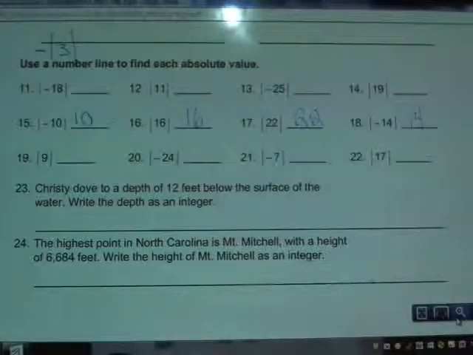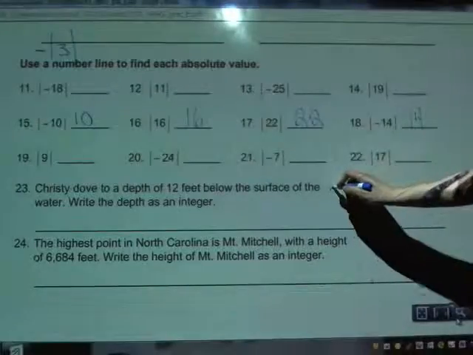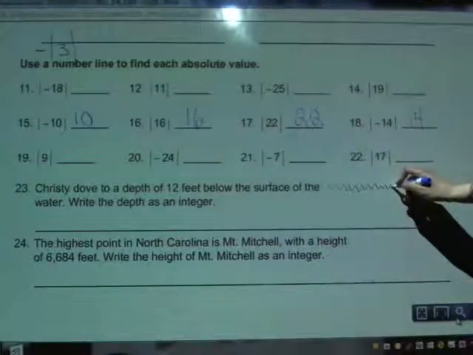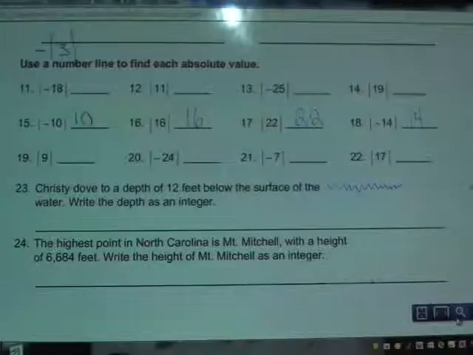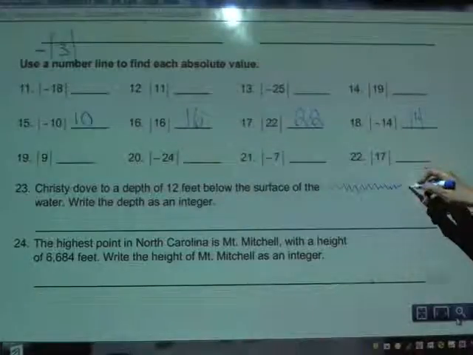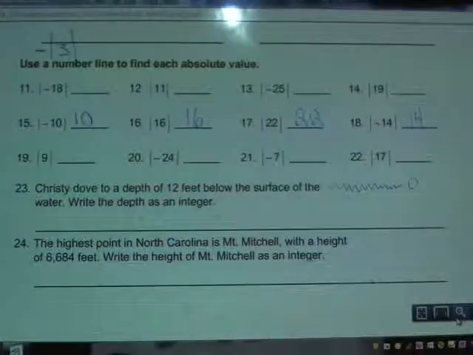Now, we finished with two story problems here, 23 and 24. Both story problems. We'll go ahead and tackle number 23, which says, Christy dove to a depth of 12 feet below the surface of the water. Write the depth as an integer. So, where the very top of the water is, that would be referred to as sea level in this type of problem. And sea level is always represented with 0.